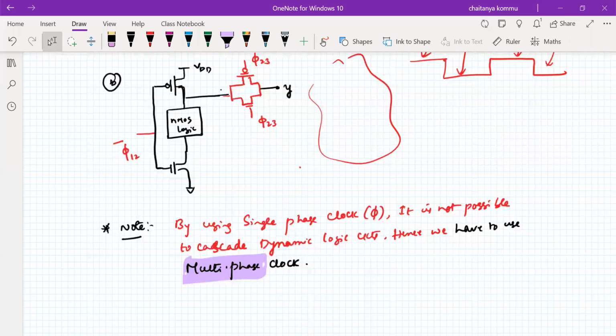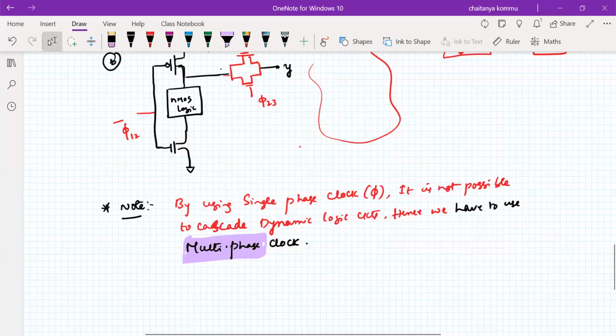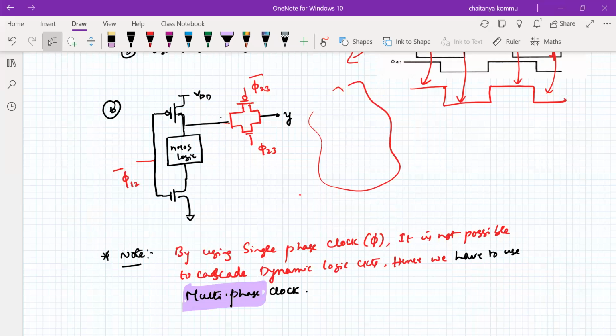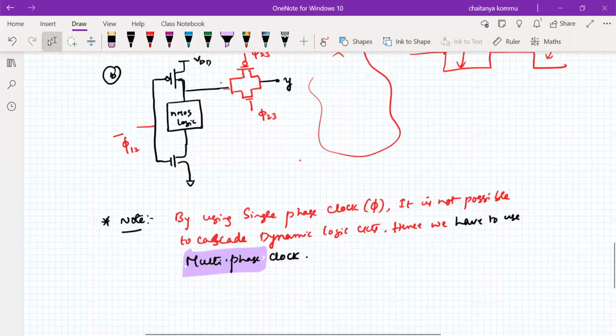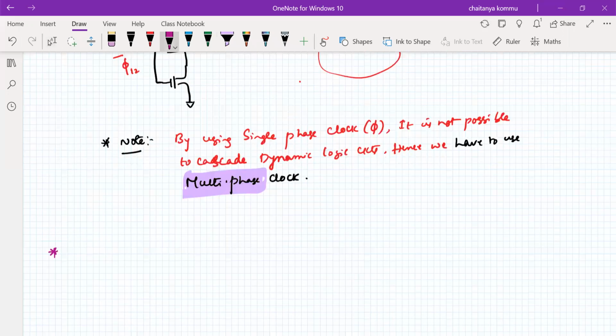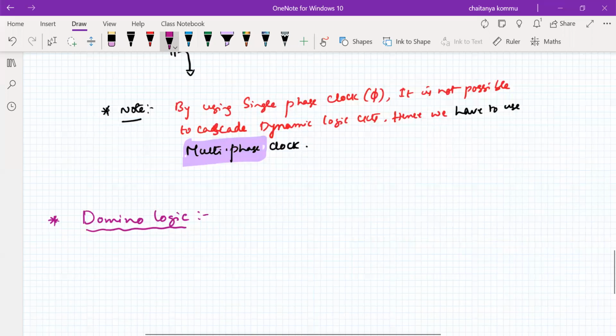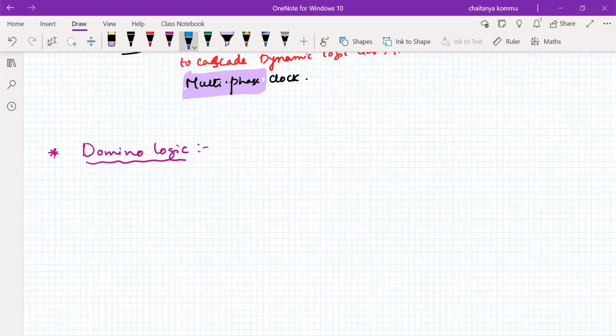In order to avoid this problem, I don't want to use the multi-phase clock, because its generation requires another kind of hardware. Instead, a better approach is there, and that approach is called domino logic. Here it doesn't require any kind of multi-phase clock. Instead, we use an inverter at the output.